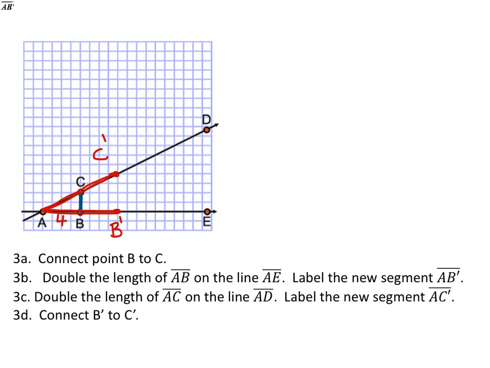Now we don't need to worry about the length of that right now, but what we do want to know is the length of CB is 2, because then it tells us connect B prime to C prime, which would be this length. And since we know it was doubled the length, that 2 has now transformed into a length of 4 since we doubled that length.